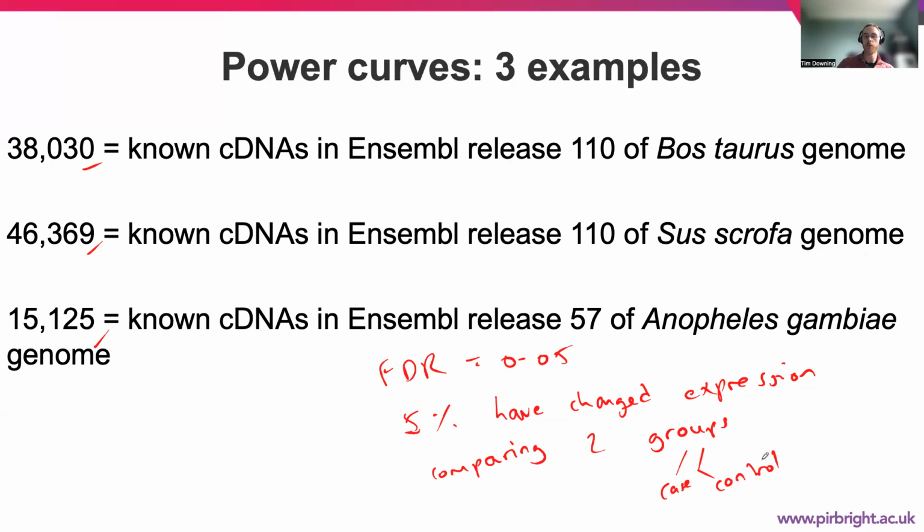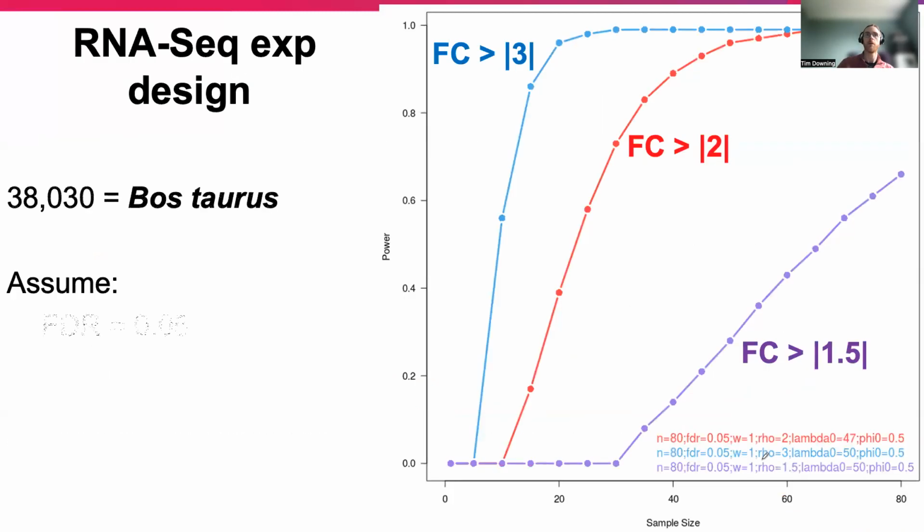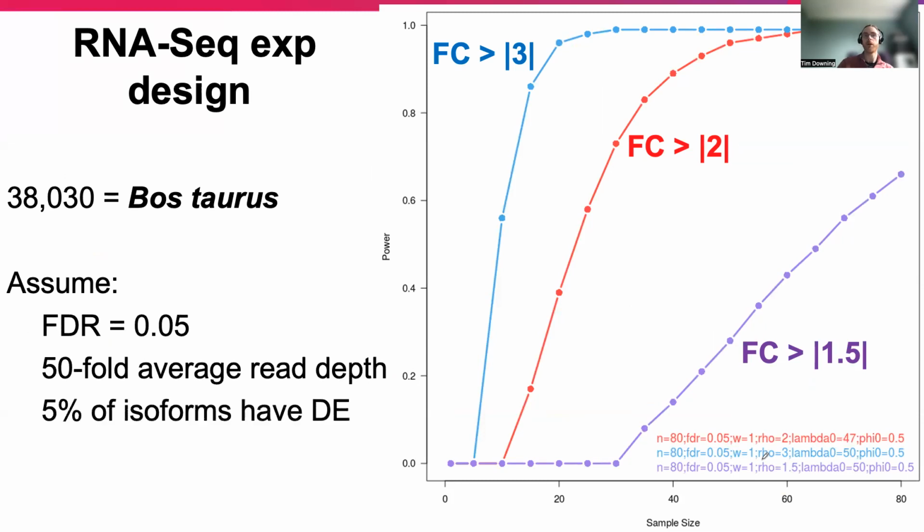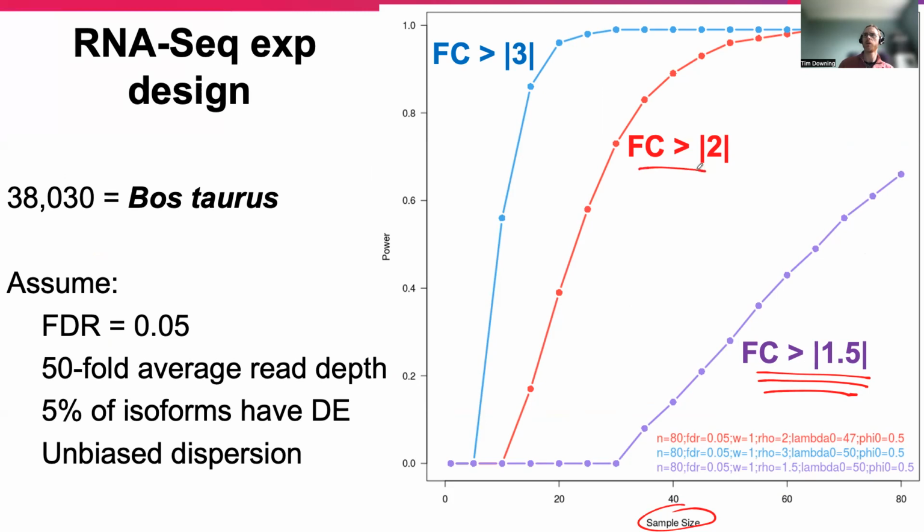So if we do this for Bos taurus, firstly, we have listed our assumptions here: 50-fold coverage read depth, 5% differential expression, and an unbiased dispersion. If we look at a fold change threshold of 1.5, which you will see in some studies, which is a bad idea, you'll see you really need large sample sizes, which seldom do we actually have. A fold change threshold of 2, which should be people's default, again, we need quite a few samples for that. If you use a more stringent fold change threshold of 3, you can see that the number of samples is a bit more achievable. So you can zoom into that sample size of less than 10 on the next slide.